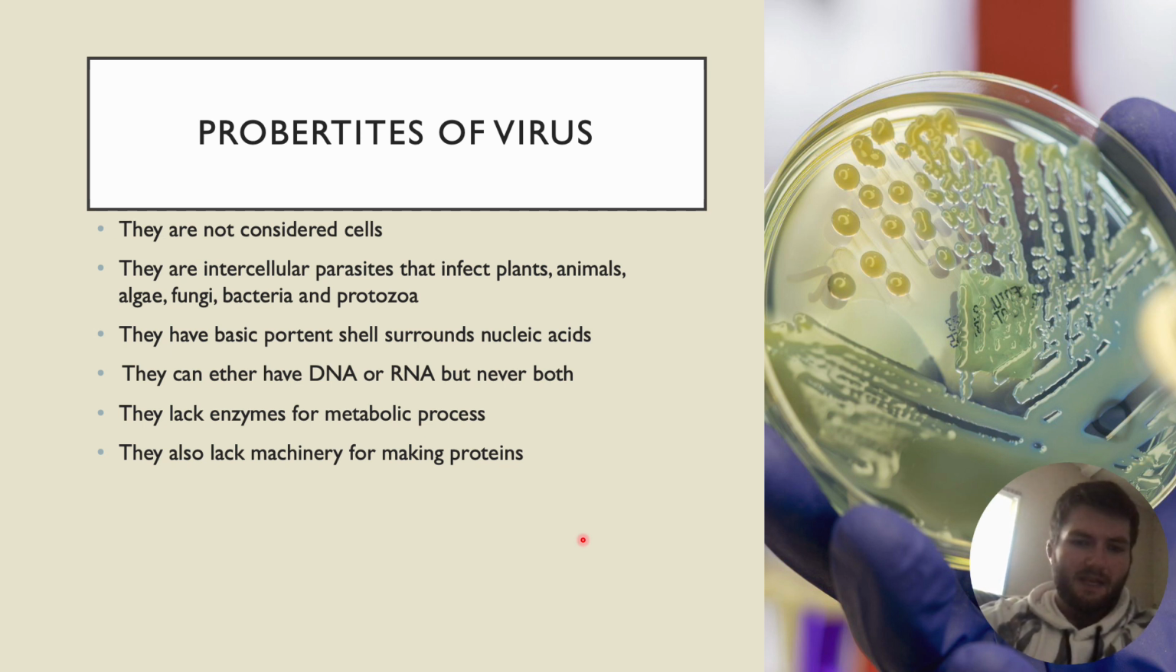They can either have DNA or RNA, but they cannot have both DNA and RNA. We'll talk more about the difference between DNA and RNA viruses. Viruses also lack enzymes for metabolic processes, which is another key thing we'll talk about in a later slide. They also lack machinery for making proteins. They cannot make proteins either.